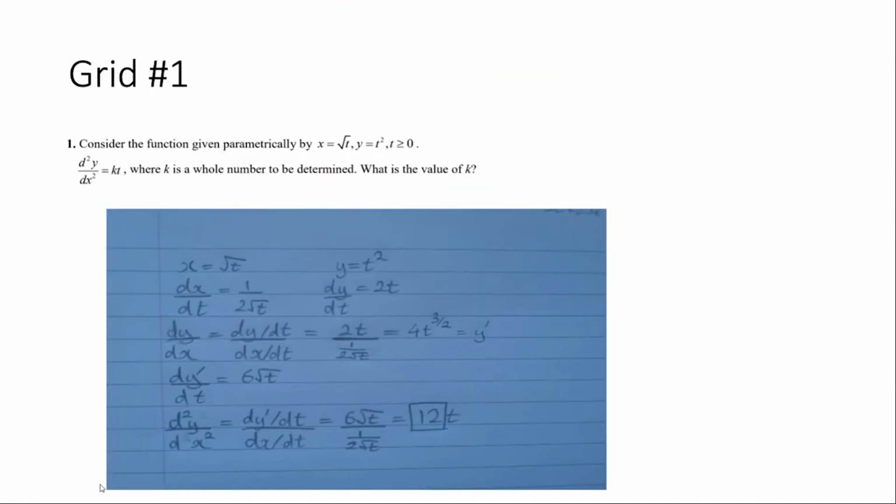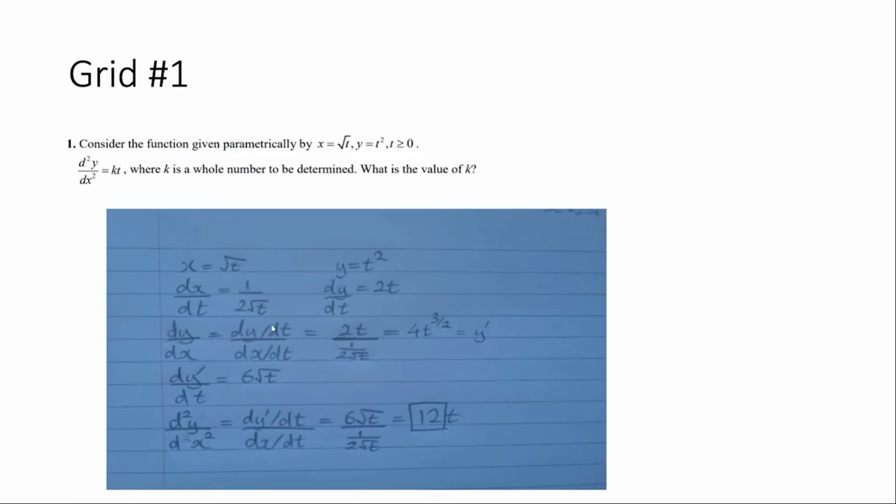Next, we have grid questions from another section. When we're given x equals radical t and y equals t squared, they're asking for this d squared y over dx squared, which is just y double prime, equals kt. We're looking for k. So given these x and y, we can derive them in terms of t. So dx by dt gives 1 over 2 radical t. dy by dt gives 2t. So we could do dy by dx gives dy by dt over dx by dt. Just memorize this formula. It's much simpler if you just memorize it.